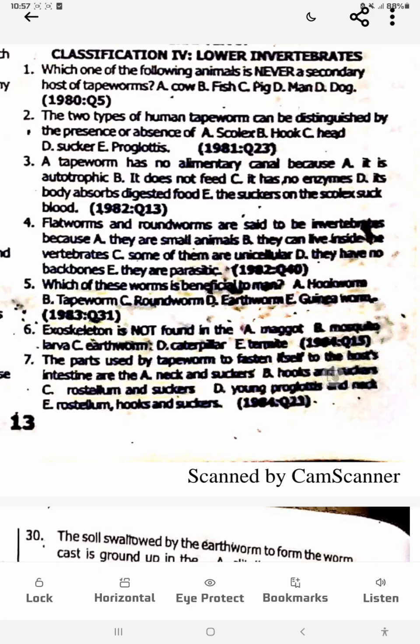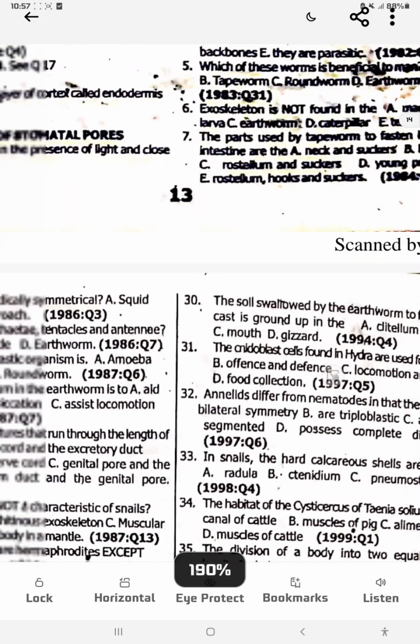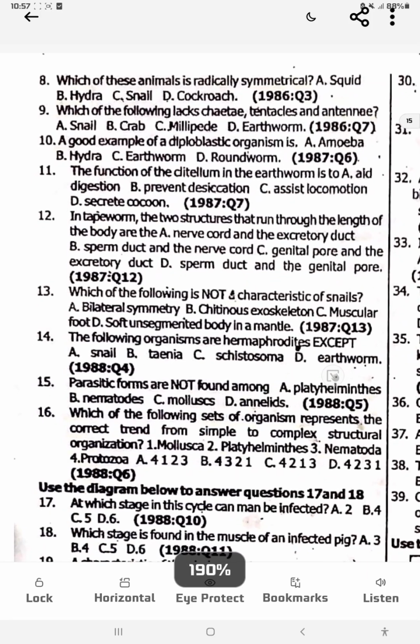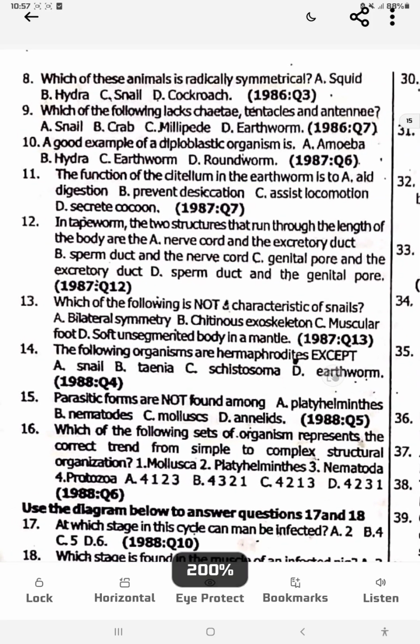Alright, let's continue. We say hooks and suckers. These questions are not even many. Number 8. Is it clear? Alright, hold on. Which of these animals is supposed to be radially symmetrical? So what will be radial symmetry?